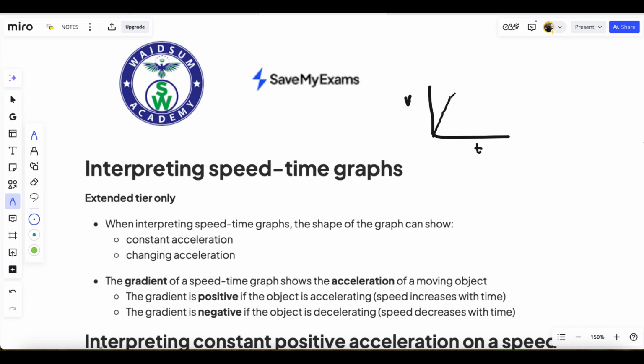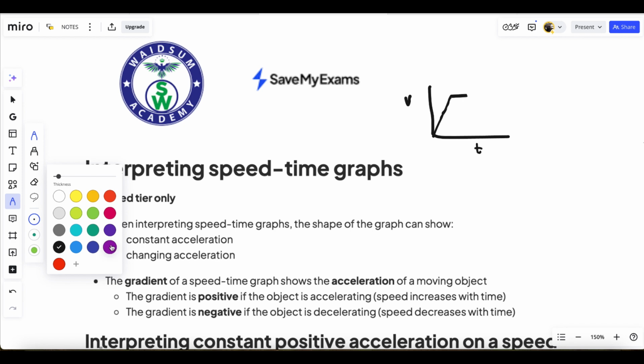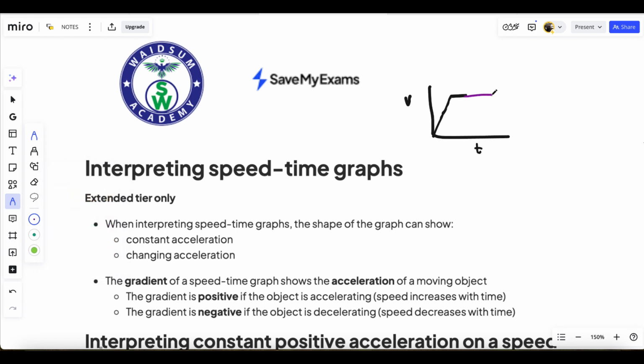this is a constant acceleration. If you have this one, you have a constant speed. If it's like this, we have a constant speed, right? We have a constant speed somewhere here, okay?